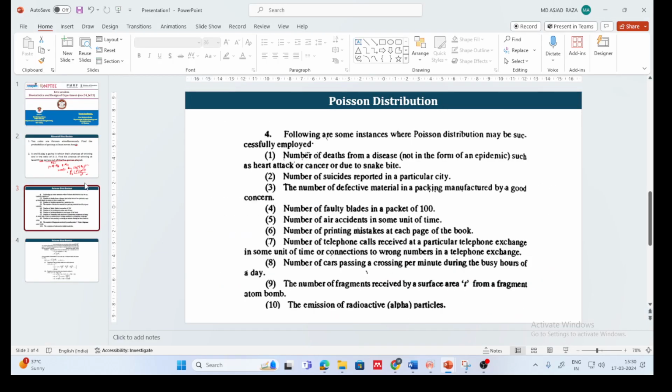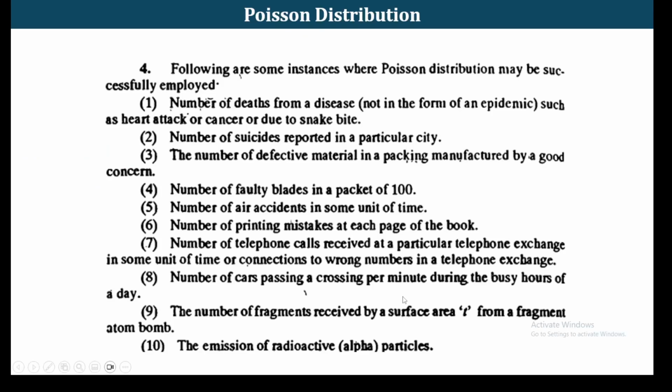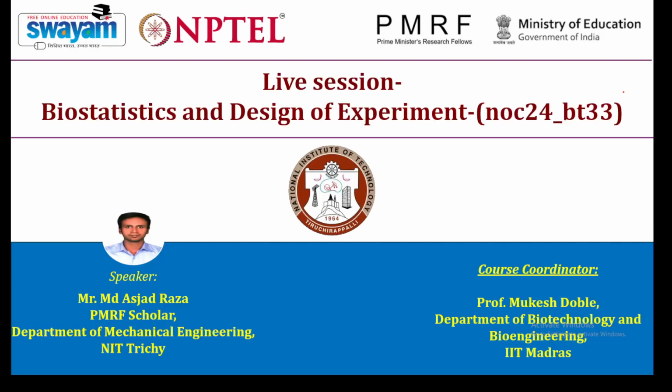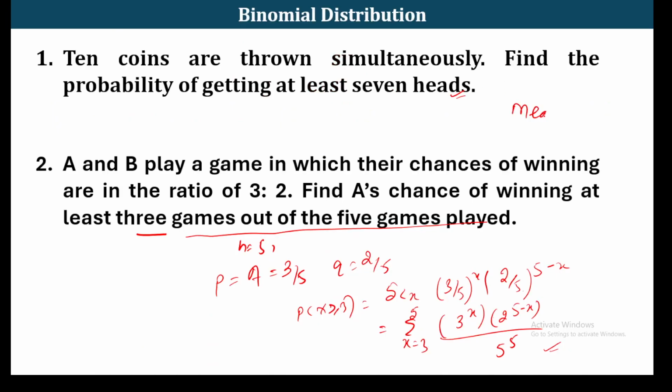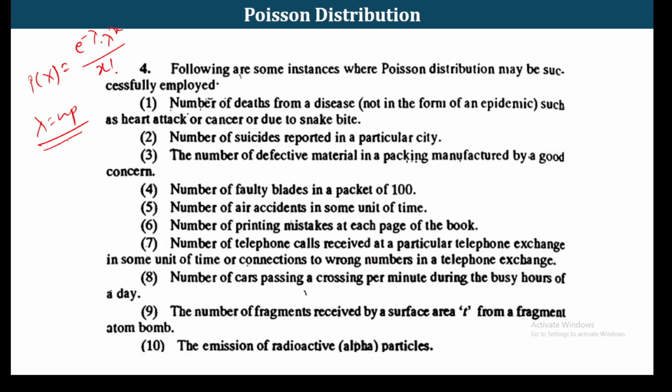And for the Poisson distribution, the formula is P of x equals e to the power minus lambda, lambda to the power x, divided by x factorial, where lambda is equal to n into p. In the last binomial distribution, the mean was np and the variance was npq. Here lambda is actually the mean.